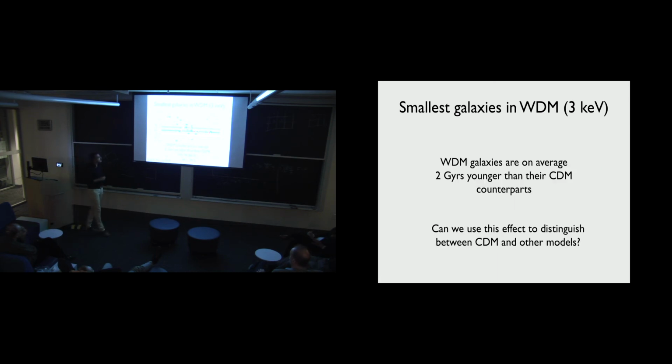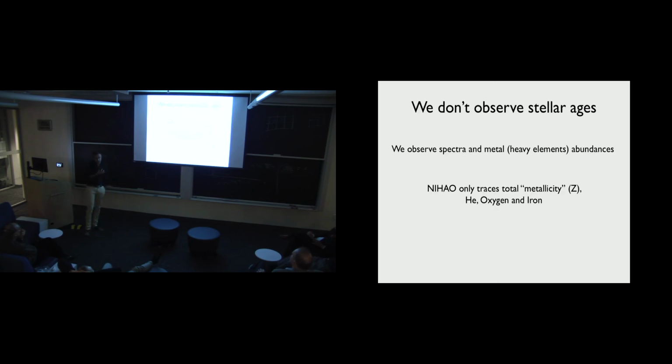The problem is that, can we use this effect to distinguish? The problem is that when you go to a real galaxy, you don't actually measure the age of the stars. This is a number I have in my simulation because I know when each star formed. For real galaxies, what you measure is a spectrum and some metal, heavy element abundances. And then we realized that our code, for example, was only tracing a few elements: total metallicity Z, helium, oxygen, and iron. That's everything we were doing in the chemistry.